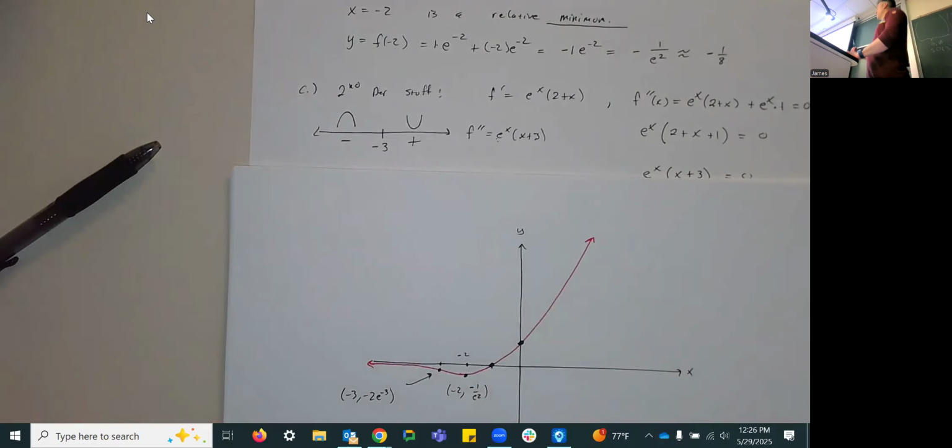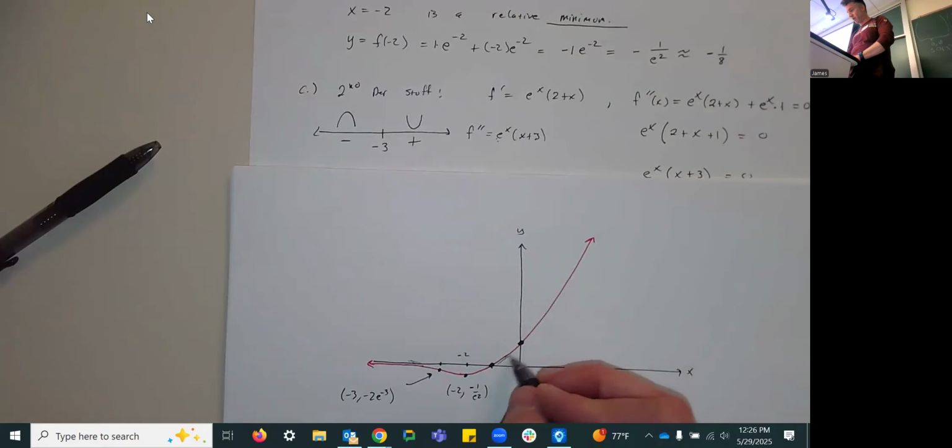Or you could use the tangent line thing. If the function is concave down, any tangent line, even though they're hard to draw here, should be above the function. And if the function's concave up, any tangent line should be below the function. I have a better example of that coming up in a couple graphing examples.